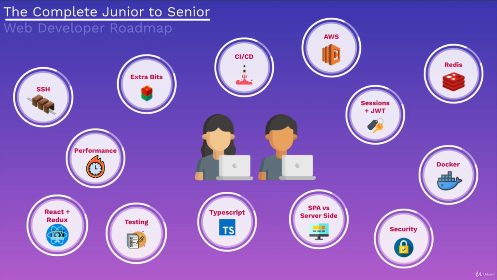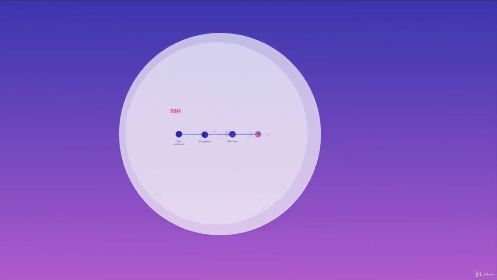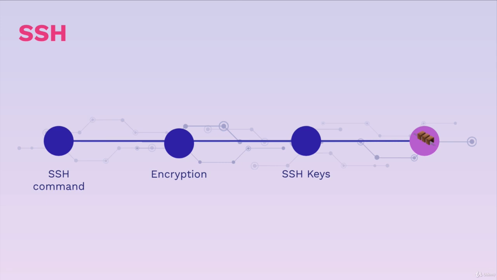Now, the first part of the course is going to cover SSH. In this SSH section, we're going to learn about the SSH command, how to access remote computers, how to connect to a server that is in another part of the world. We're going to learn about encryption, about symmetrical and asymmetrical encryption, as well as hashing. And we're also going to learn about SSH keys, about generating SSH keys, what public and private keys are, and how to manage them on the server.